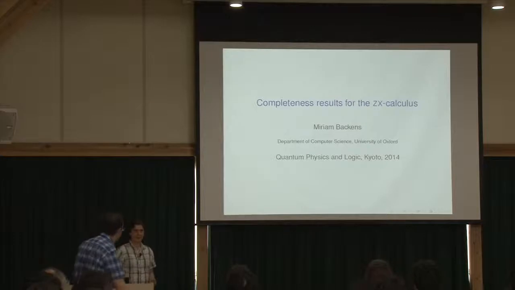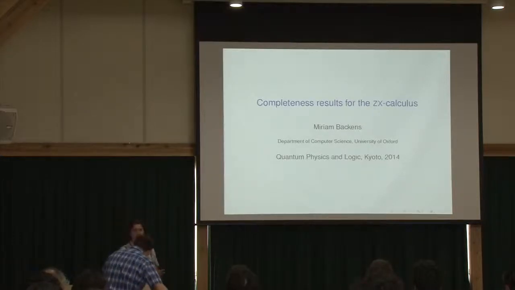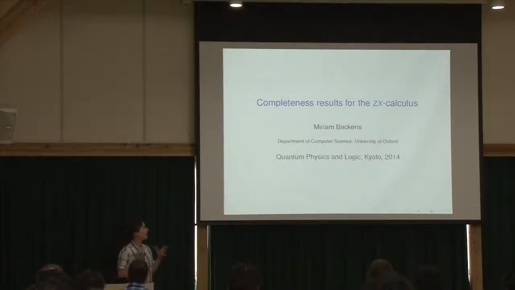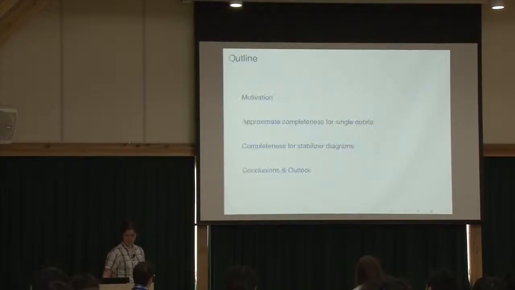So yes, my main focus of this talk is going to be the approximate completeness result, that the ZX calculus is complete for the Clifford plus T group on single qubits, which is approximately universal. In the interest of giving a complete overview over completeness results for the calculus, I'm also going to say a few things at the end about the stabilizer completeness result that Vladimir already referred to. But the main focus is going to be on the single qubit Clifford plus T group.